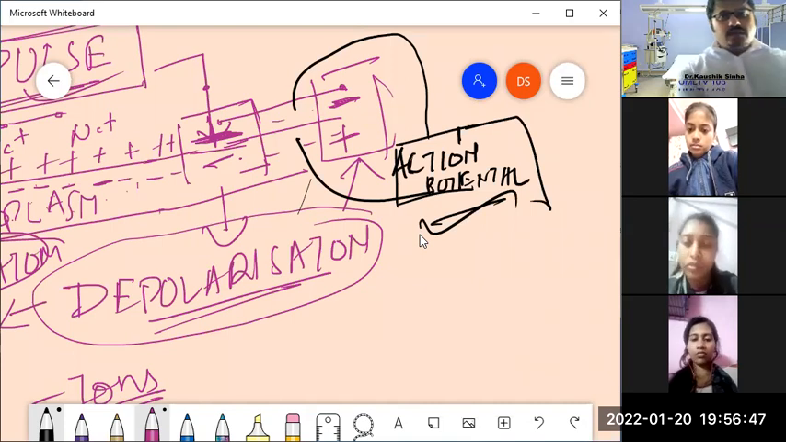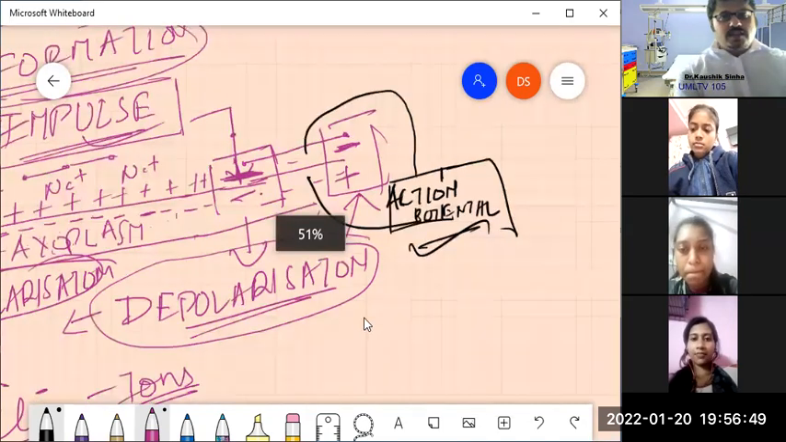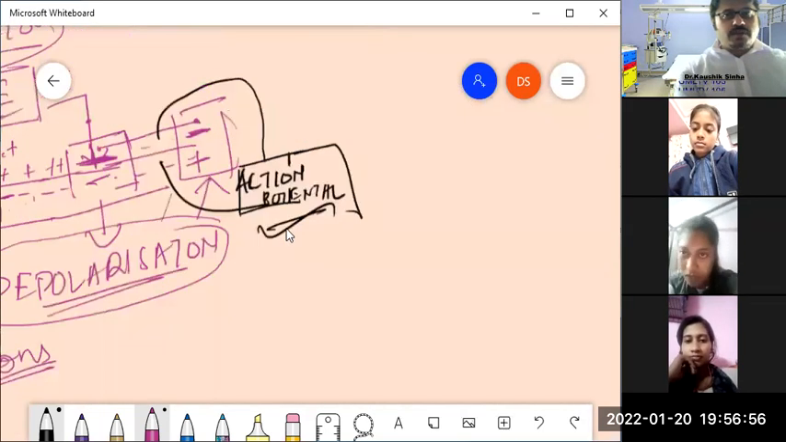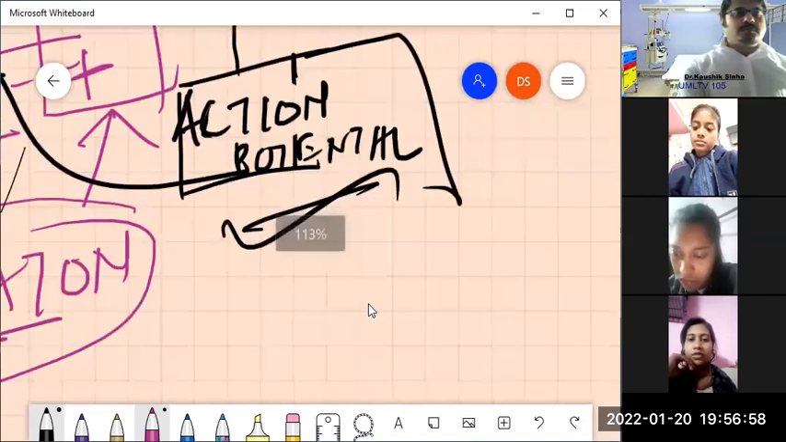So if I am asking what is the physical nature of an impulse, what will the correct answer be? The physical nature of the impulse is the action potential.